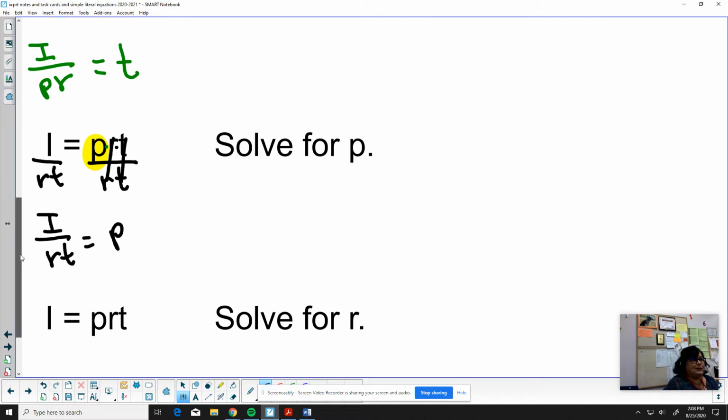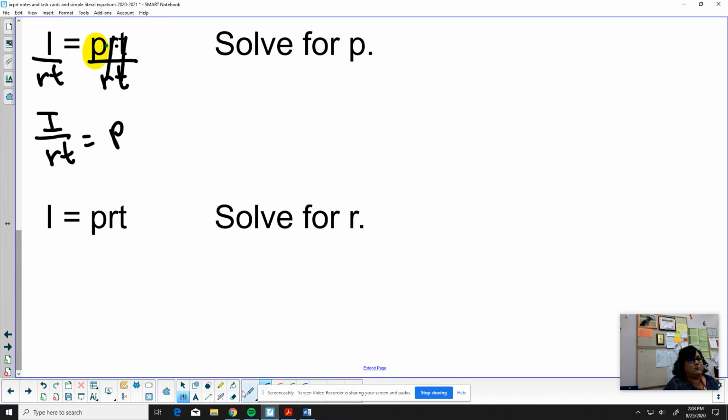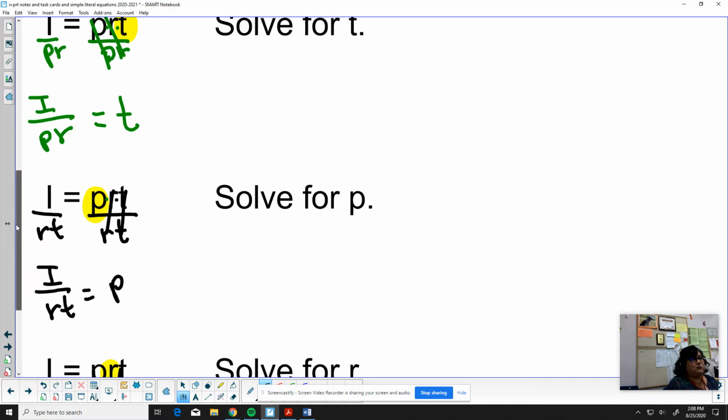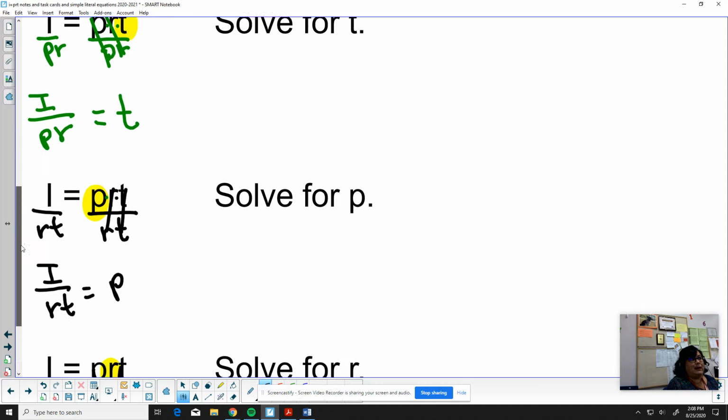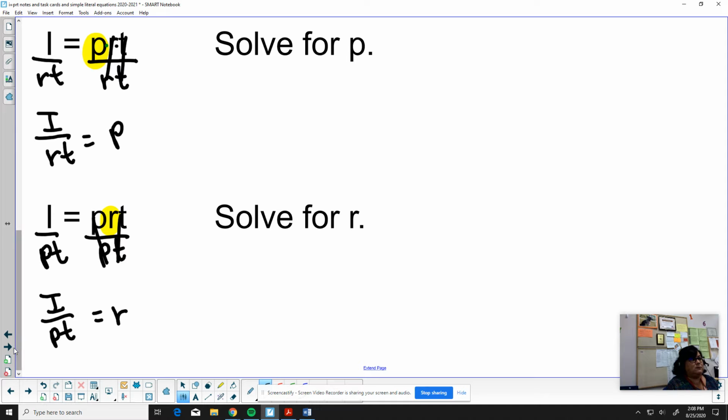Okay, same thing for the next one. Same formula. This time we're solving for R. And I want R alone in the back. So I get rid of the P and the T by dividing. Since they were all multiplied, dividing takes care of them. So R is in the back and I over PT is in the front. That's the answer. We're going to be using these. So if you didn't write those down, press pause and write those down. We're going to be using those formulas.